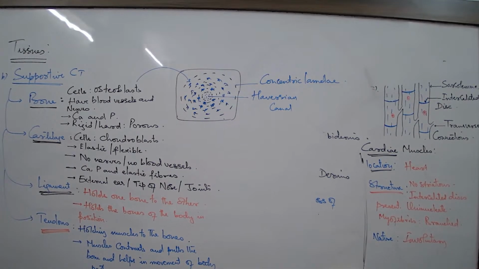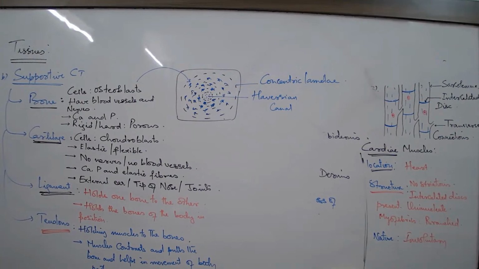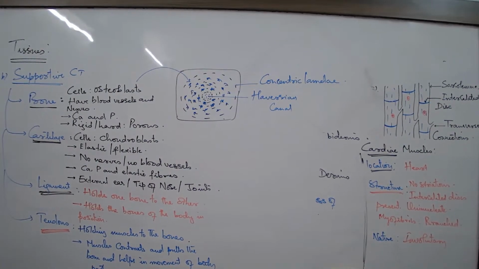Each cell consists of a round or oval body called dash, containing the nucleus. What is that round or oval body known as? Cyton, or the perikaryon. Perikaryon containing the nucleus, right?